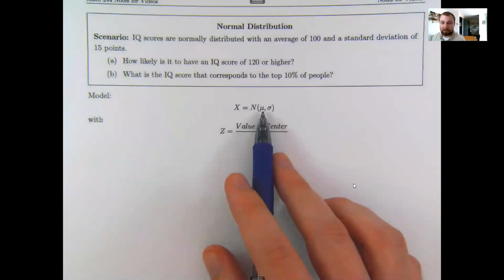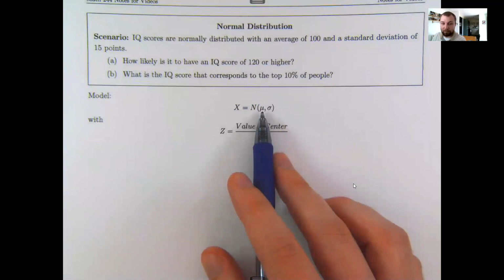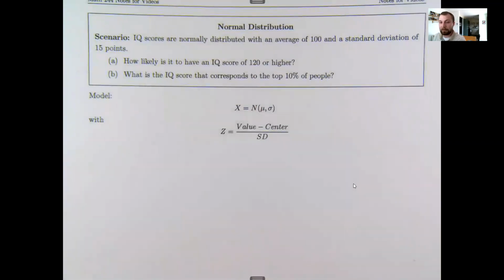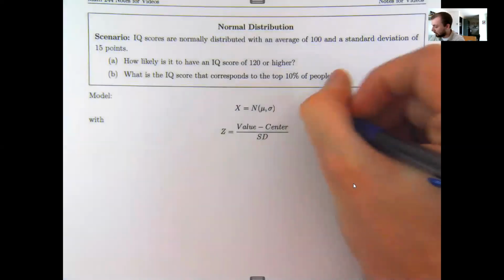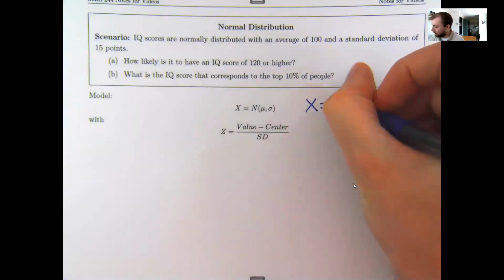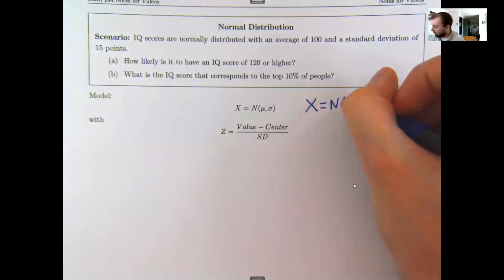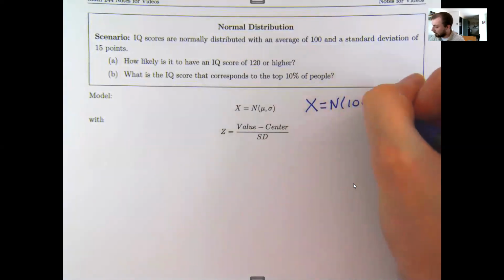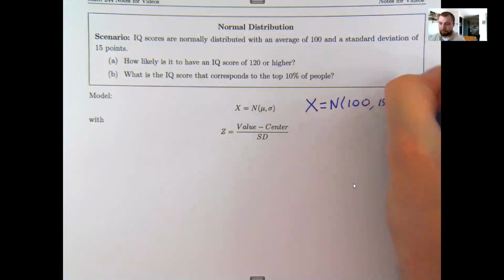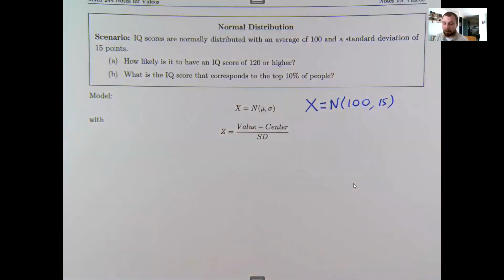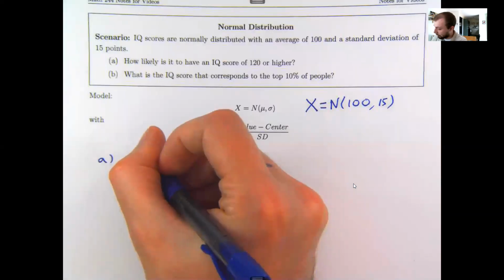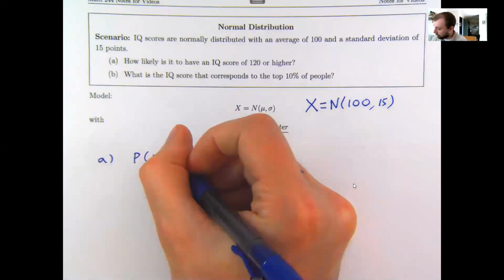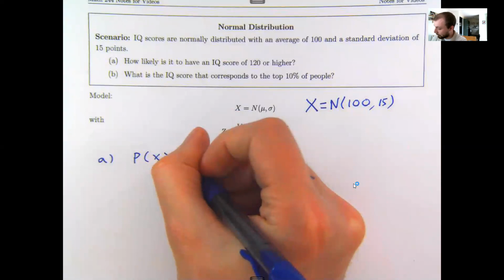A couple things to keep in mind: notation that's used for the normal distribution. The first number that gets written down is the average, and the second number that gets written down is the standard deviation. So in this case, my model is normally distributed with an average of 100 and a standard deviation of 15. For part A, I am trying to find the probability of having a score of 120 points or higher.